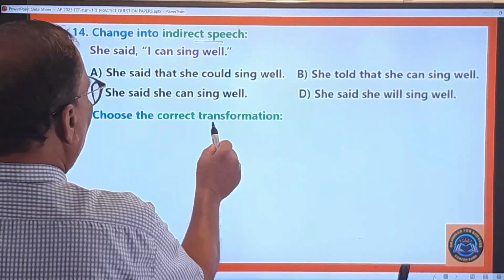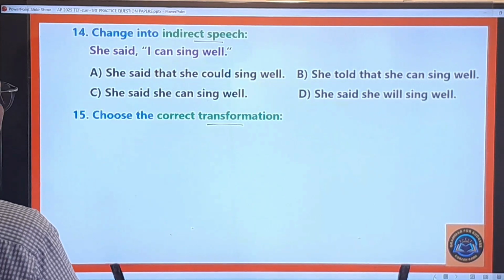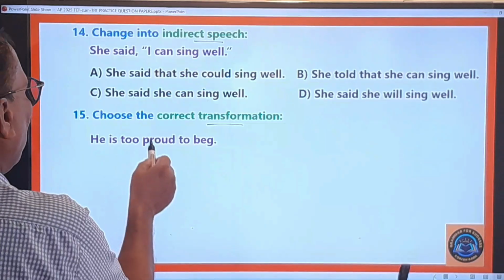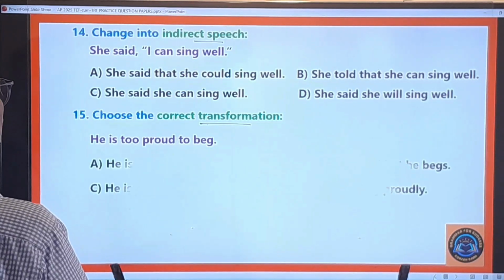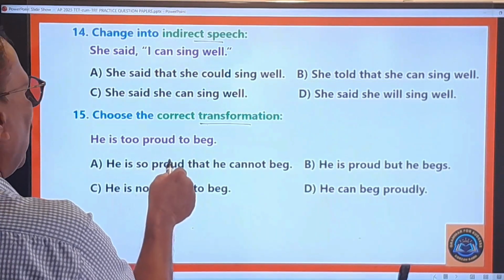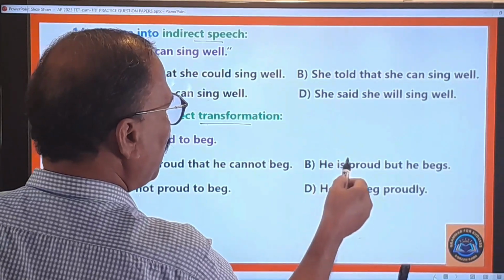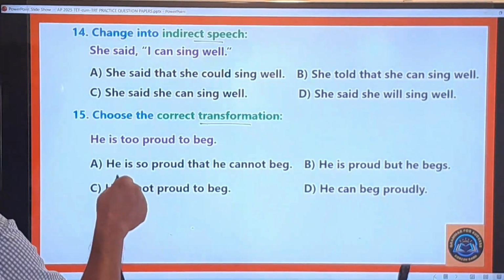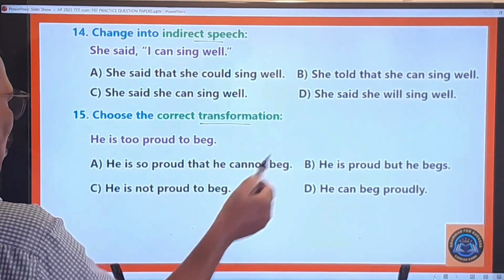Choose the correct transformation. What is that sentence given here? He is too proud to beg. What are the options given here? He is so proud that he cannot beg. He is proud but he begs. He is not proud to beg. He can beg proudly. Right.